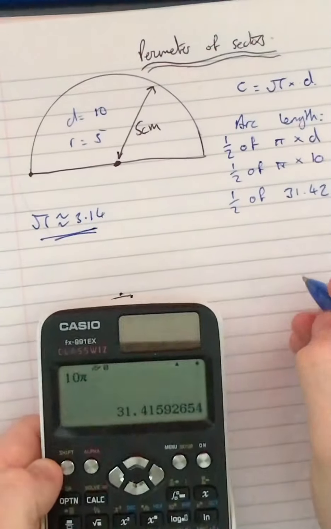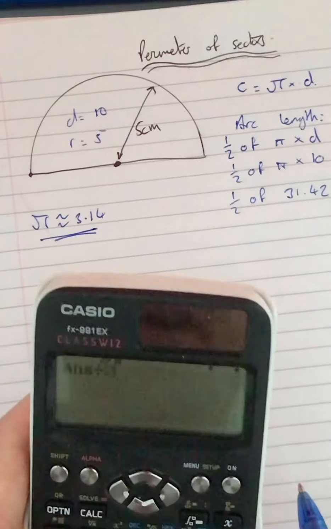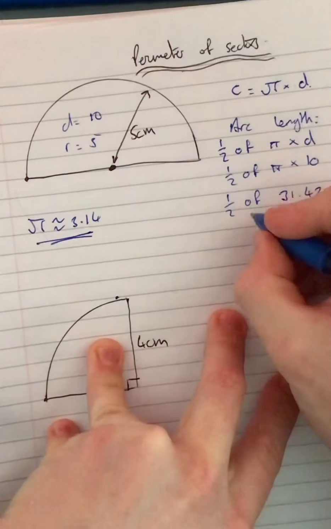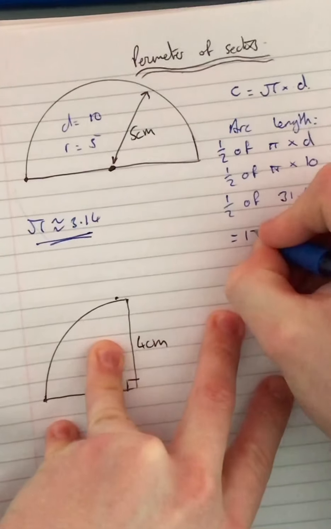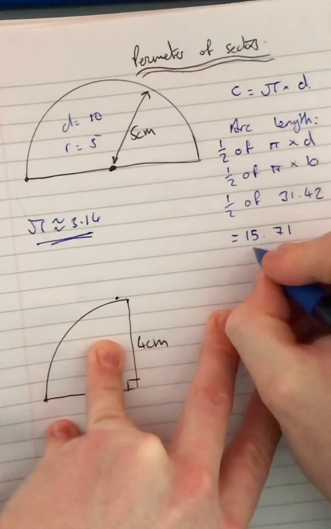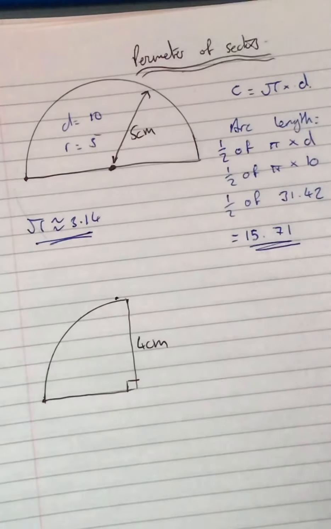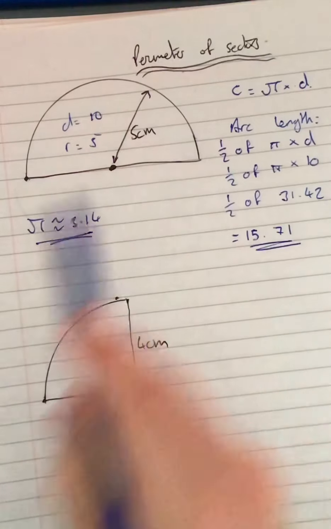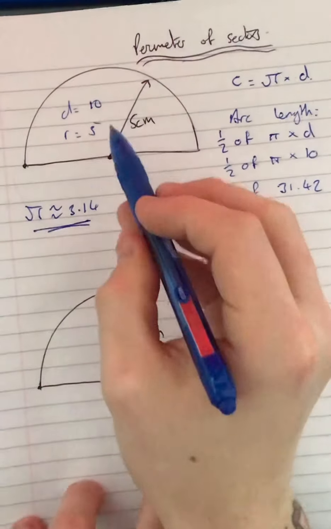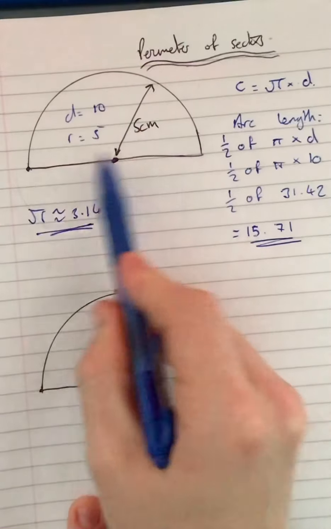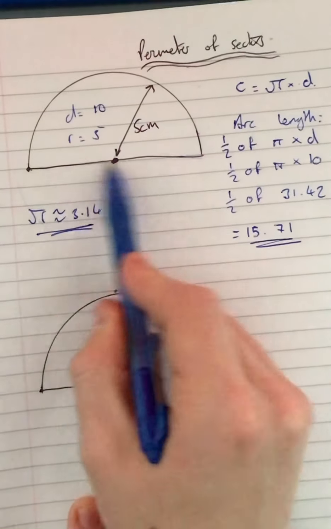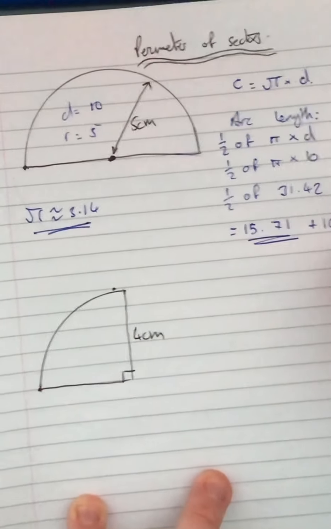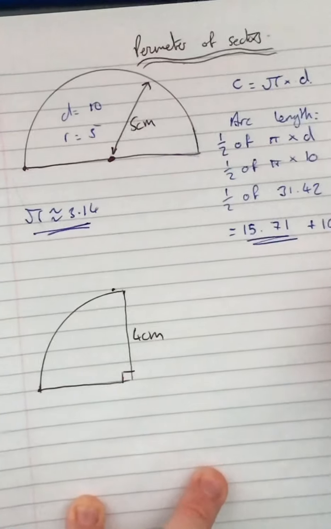and we want half of this because we've only got half of the circumference, so I'm going to divide it by 2, and that's going to give me 15.71 to 2 decimal places. That's my arc length. I haven't finished yet. I also need to add on the straight part here. Now this straight part here is just the diameter, so we just need to add on the diameter, which is 10. So we add on 10 and we get 25.71, and it's a length, not an area, so it's centimetres.